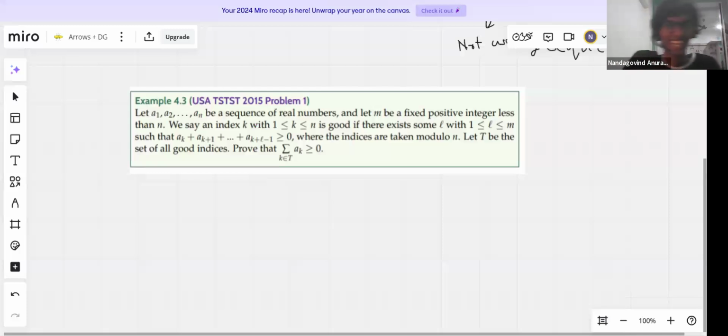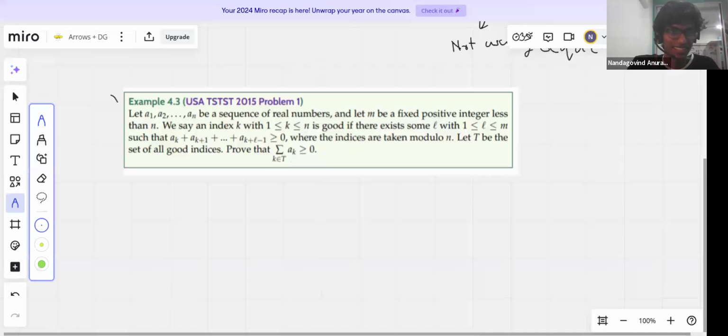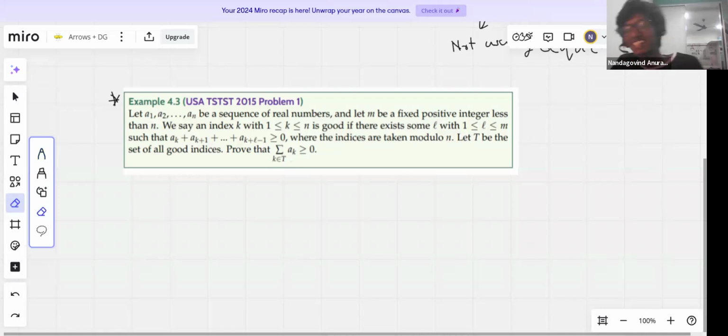So we're going to be using that. So yeah, this is P1. A1 to AN is a sequence of real numbers. You guys are not scared by TSTSTs, right? It's scary, but don't be. This one's easy. Trust me.